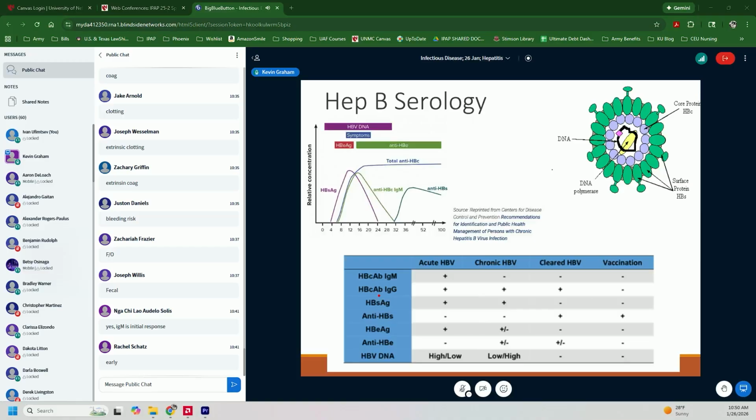But typically, if IgM is present, we are in an acute stage, regardless of whether we have IgG or not. Okay. Let's go over to chronic. Let's say you have somebody who's not recovered from it. They have chronic hepatitis B. The big difference is that we are no longer going to see IgM in the blood. We're not going to see that acute responder.